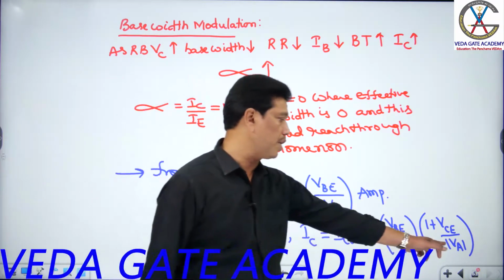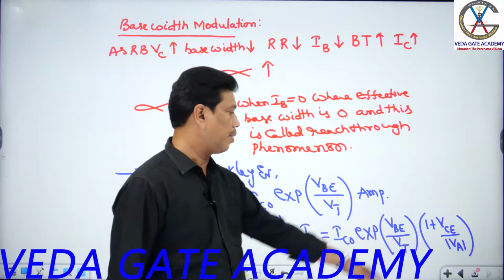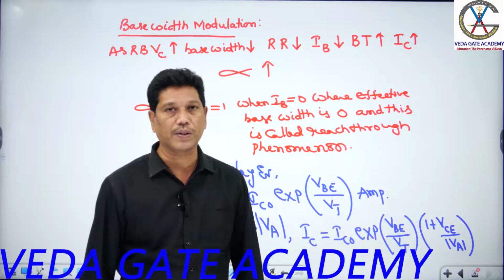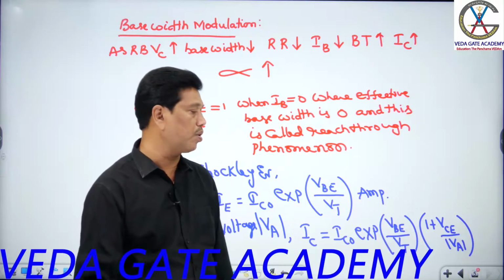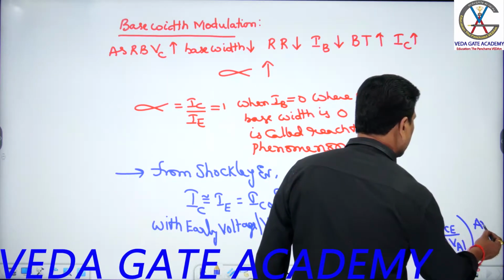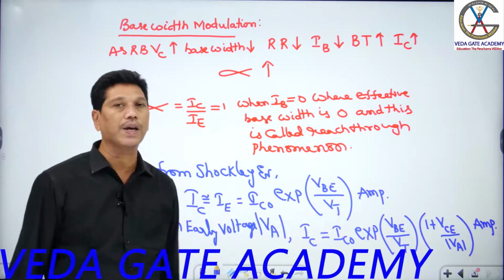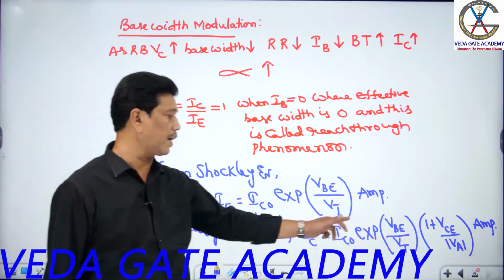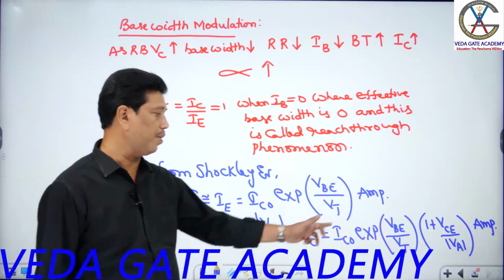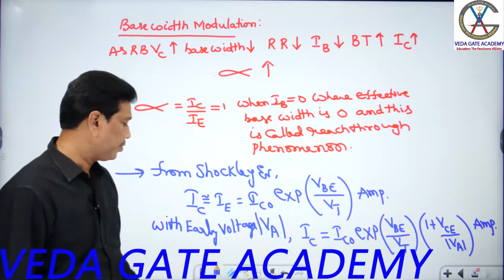Ideally, you take the early voltage as infinite, students. Anything divided by infinity becomes 0, so this reduces to the original formula. If you specify the early voltage, then the modified formula for collector current is like this. Practically, the early voltage is about 100 to 300 volts, students. If you do not specify it, by default it is taken as infinite. So this is the expression for collector current in terms of Shockley, and the modified Shockley equation with early voltage is this one. Confirm, students. Okay.